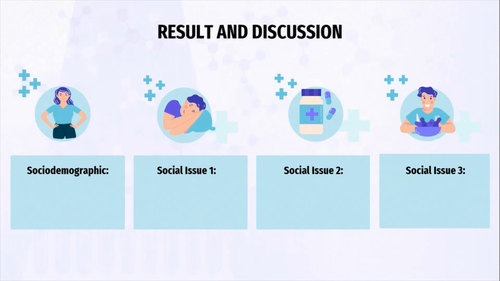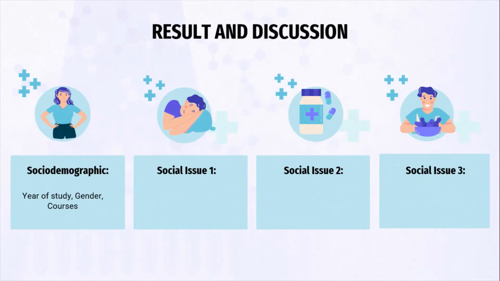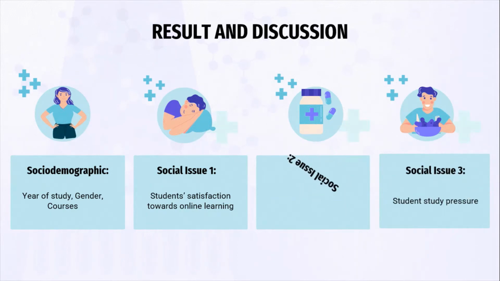For the result and discussion, we are going to discuss the socio-demographic, which is the year of study, gender and courses. Secondly, social issue 1, which is student satisfaction towards online learning. Next, social issue 2, which is students' physical and mental health. Lastly, social issue 3, which is student study pressure.